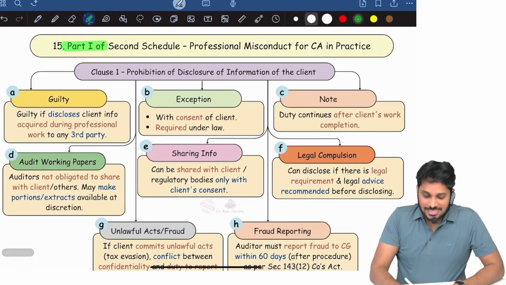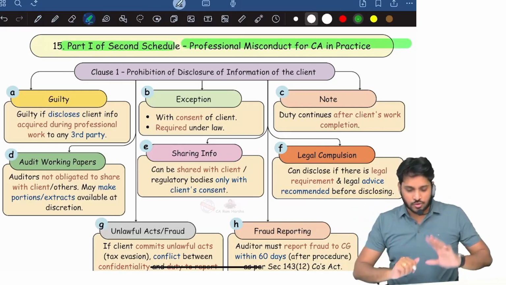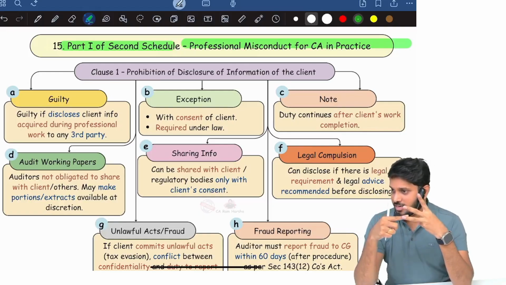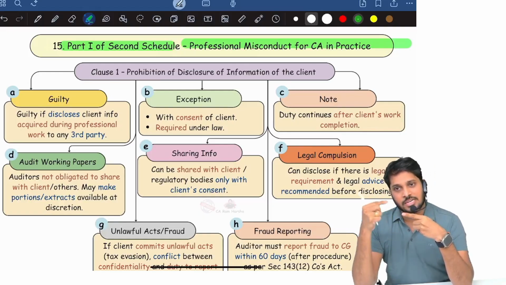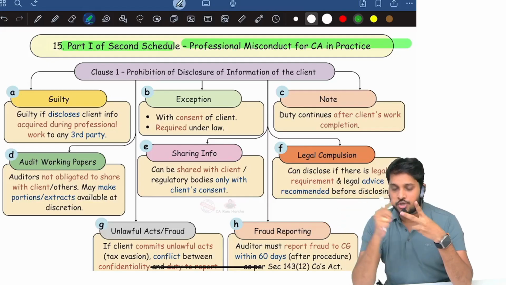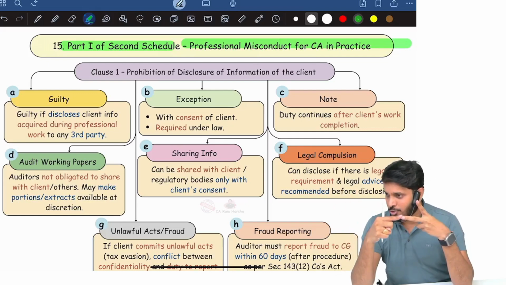Part number 1, second schedule, professional misconduct for CA in practice. Now before this, for schedule number 1, we will recollect parts number 2, 3, 4. Part number 2, professional misconduct for members in service. 1, a member in service should not share any emoluments with others. 2, he should not accept any commission or brokerage from others. That's like a kickback, a prohibition on kickbacks.